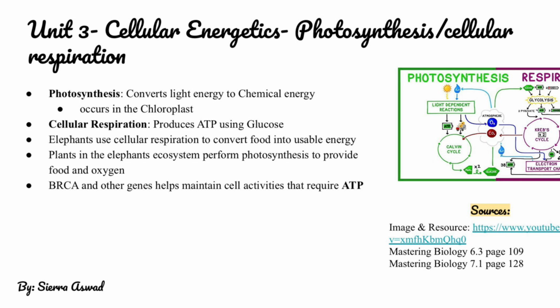Unit 3 Cellular Energetics connects to elephants because elephant cells need energy to survive and function. Through cellular respiration, cells break down glucose and oxygen to produce ATP, which is the main energy source for the body. Elephants get glucose from plants, and plants perform photosynthesis to make glucose using sunlight, water, and carbon dioxide. This connects elephants to the energy flow of the ecosystem.